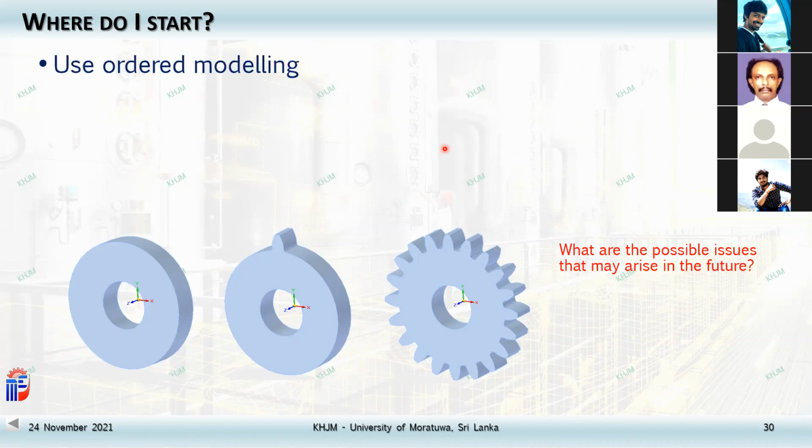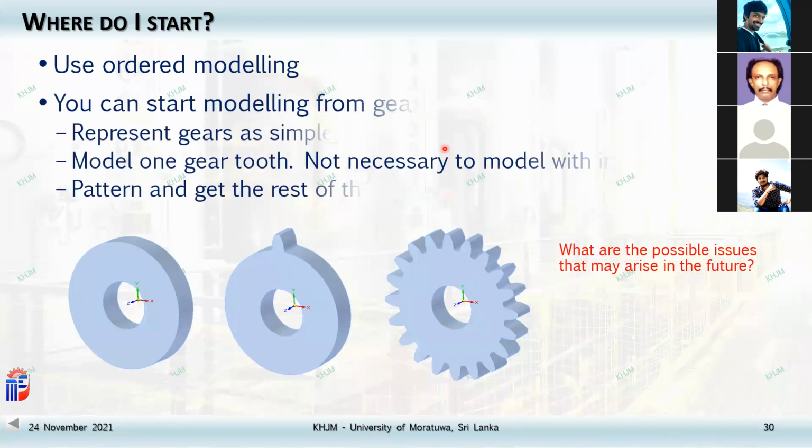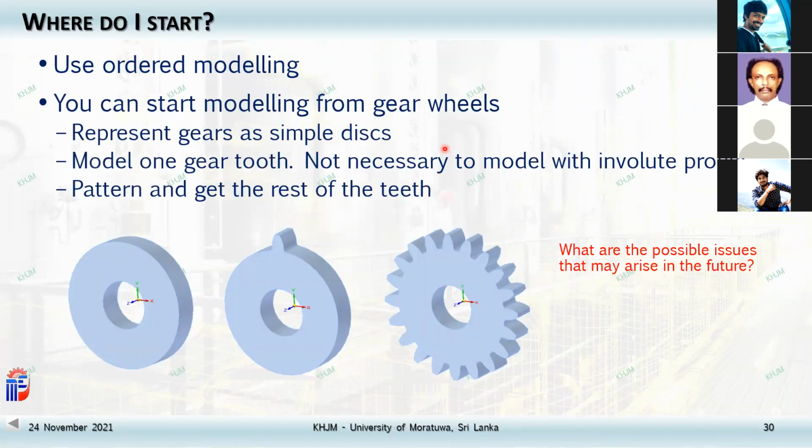So I request you to use ordered modeling. Synchronous modeling is possible, but you can't build up the relationships, so you might find it difficult. Represent the gears as simple disks initially. That is good enough. And model one gear tooth, that's also good enough. It's not necessary to model with the involute profile. If you have time, we will even try out that one, and then pattern and get the rest of the teeth.